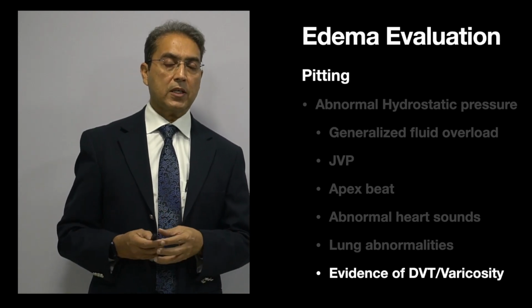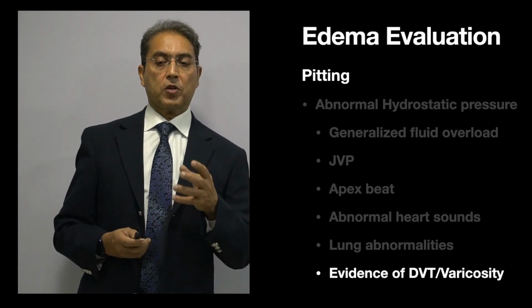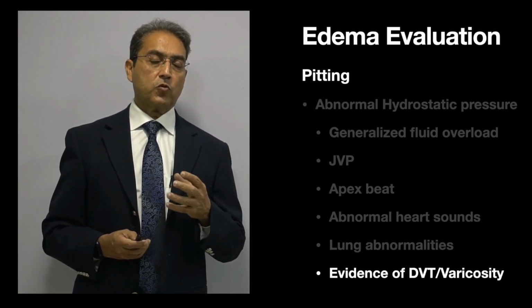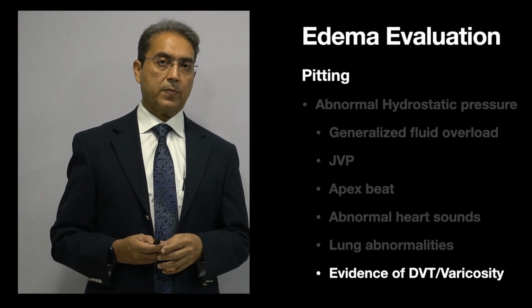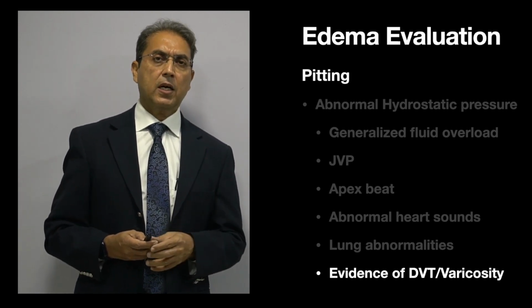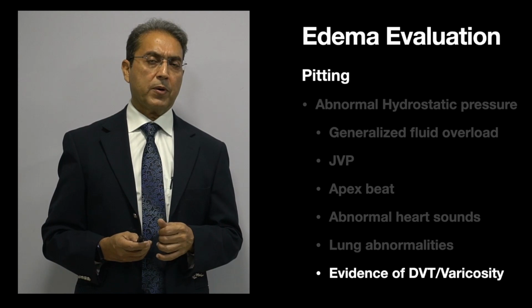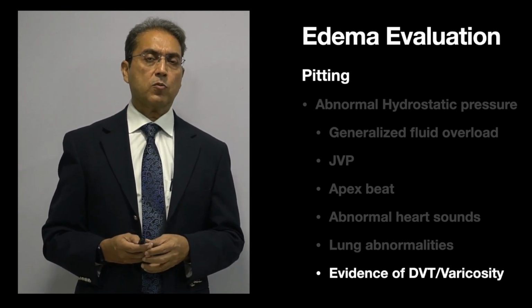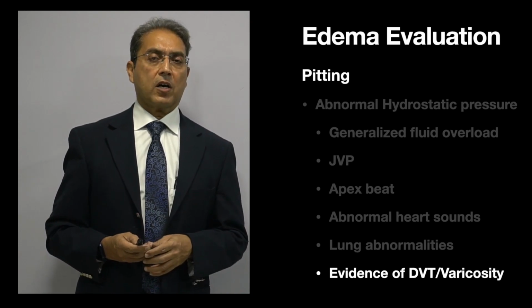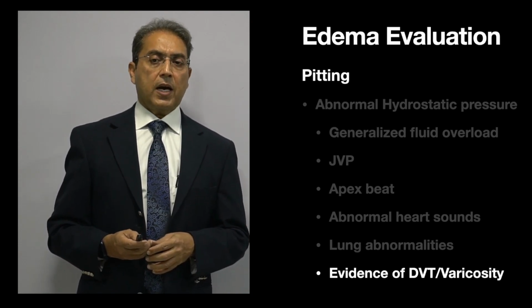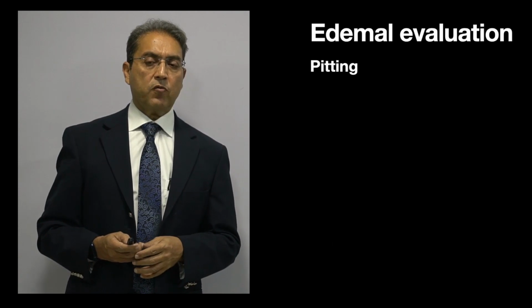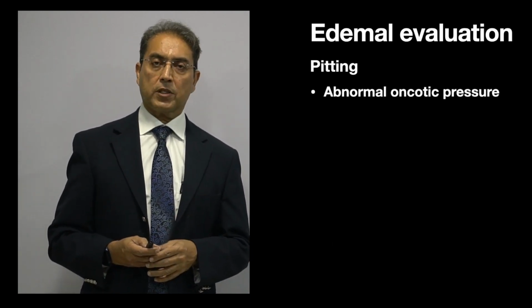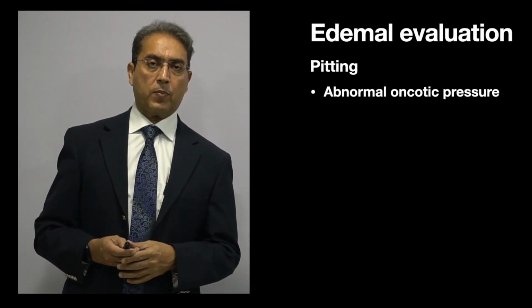And then you look for the presence of DVT if the swelling is in particular localized. For example, if there is pitting edema in one leg, look for evidence of deep venous thrombosis. Similarly, varicose veins can result in dependent edema, which sometimes in chronic cases may become non-pitting, but generally it is pitting. So look for evidence of deep venous thrombosis, and if there are any varicose veins.